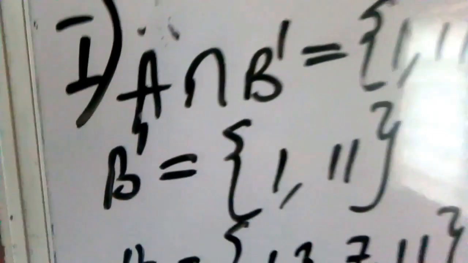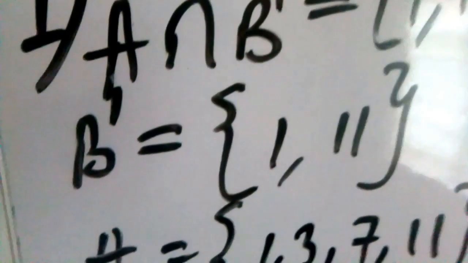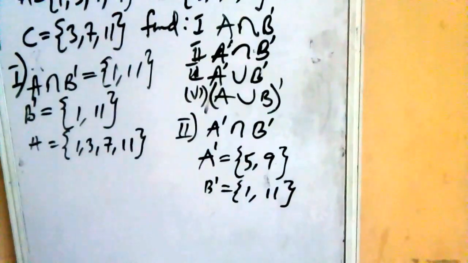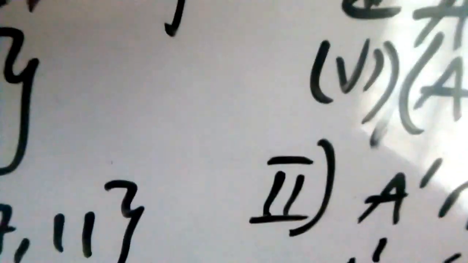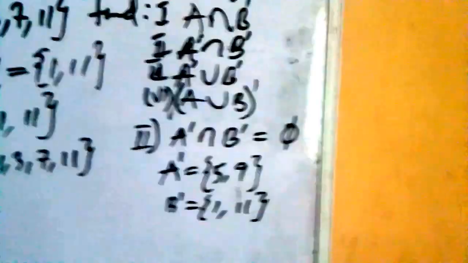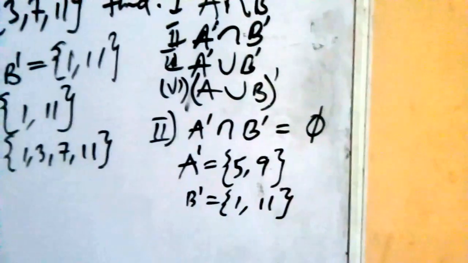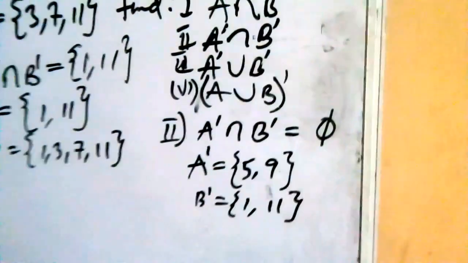And we have B complement, that we have already gotten here. B complement is the set of 1 and 11. So if you look at these two sets, you discover that there is no common element. So we can have the answer to be written as a null set, because there are no members that belong to both A complement and B complement. So I hope you are getting it now.